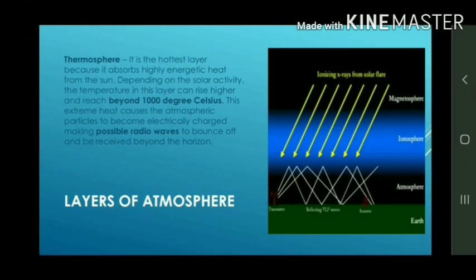Next, we have the thermosphere. This is the hottest layer because it absorbs highly energetic heat from the sun. Depending on the solar activity, the temperature in this layer can rise higher and reach beyond 1000 degrees Celsius. This extreme heat causes the atmospheric particles to become electrically charged, making it possible for radio waves to bounce off and be received beyond the horizon.